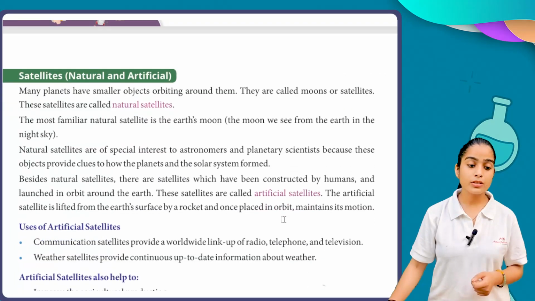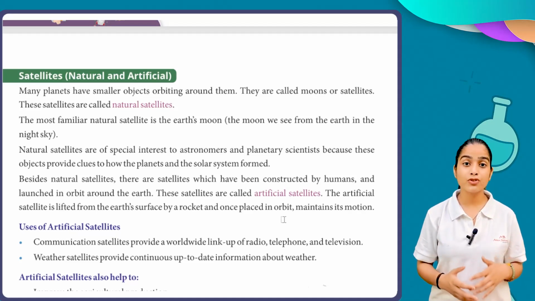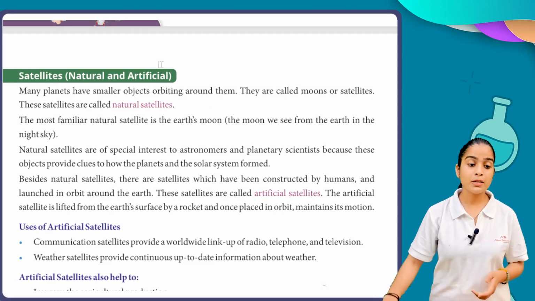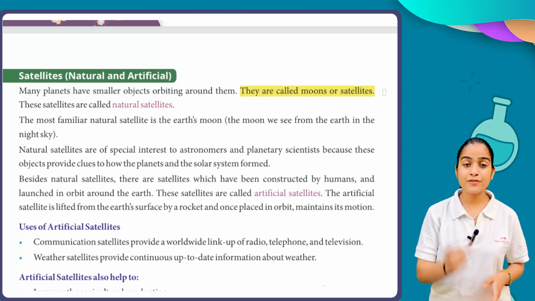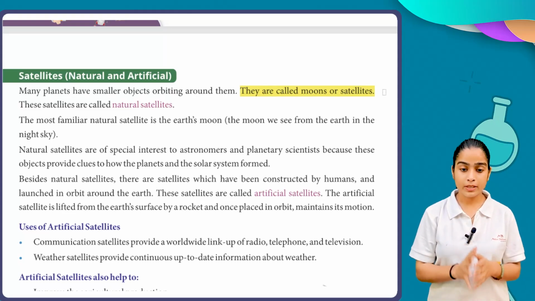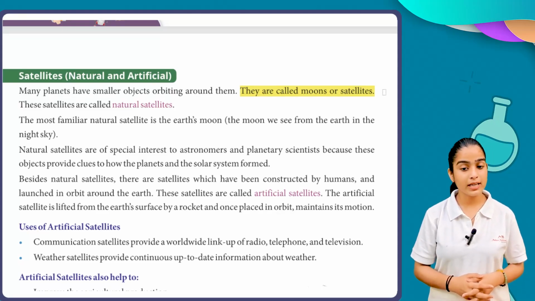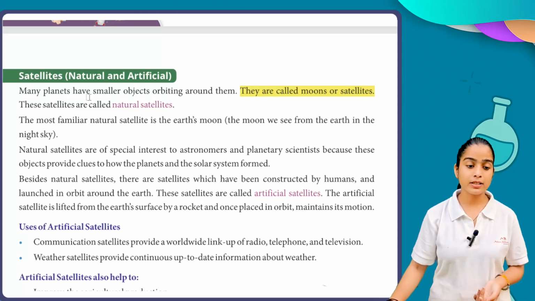Now we are going to discuss satellites. What are satellites basically, and how can we differentiate between natural and artificial satellites? Many planets have smaller objects orbiting around them. They are called moons or satellites. These moons are referred to as natural satellites.